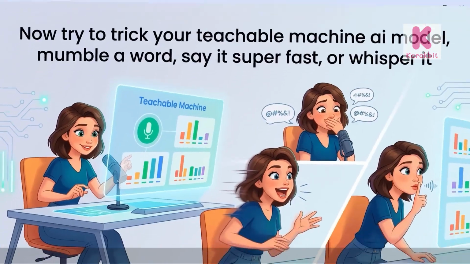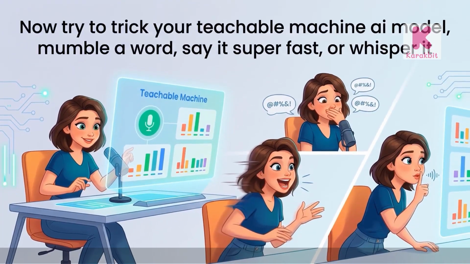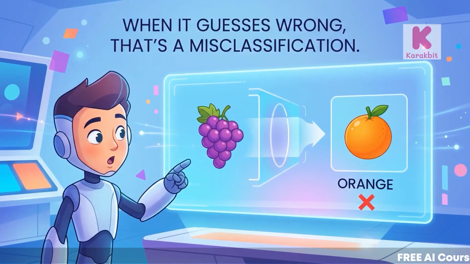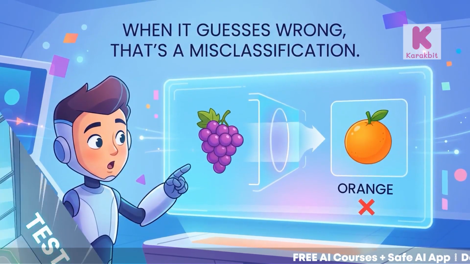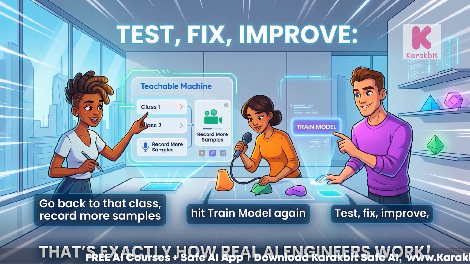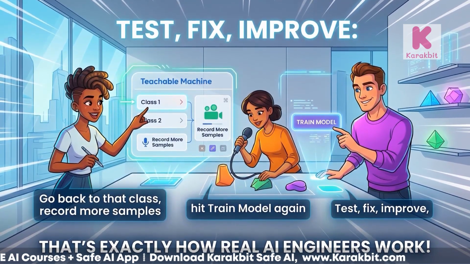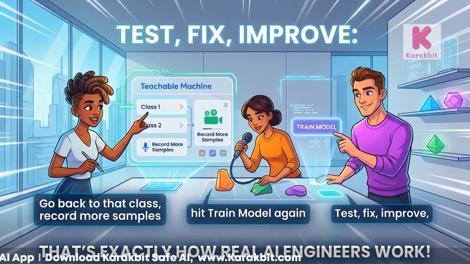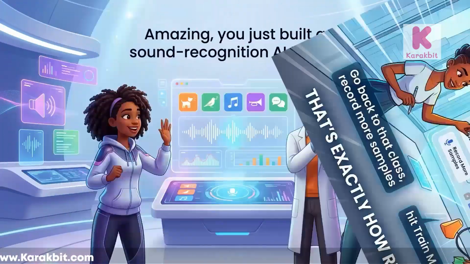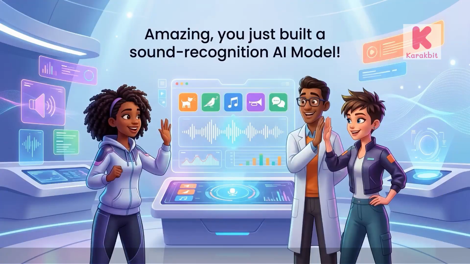Now try to trick it. Mumble a word, say it super fast or whisper it. When it guesses wrong, that's called a misclassification. If that happens too often, just go back, add more audio clips to that class and hit train model again. That's exactly how real AI engineers improve their models. Test, fix, repeat. Amazing! You just built a sound recognition AI.